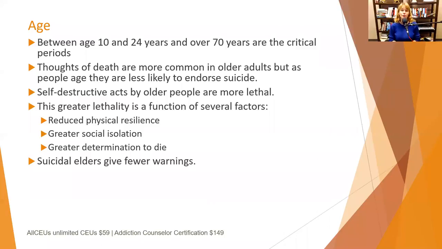Self-destructive acts by older people do tend to be more lethal, though. The greater lethality is a function of several factors: reduced physical resilience, greater social isolation, and greater determination to die. So if they're starting to have a lot of physical health problems, and maybe their spouse just died, they may have a stronger determination to die. So we want to look at all those things in older adults.